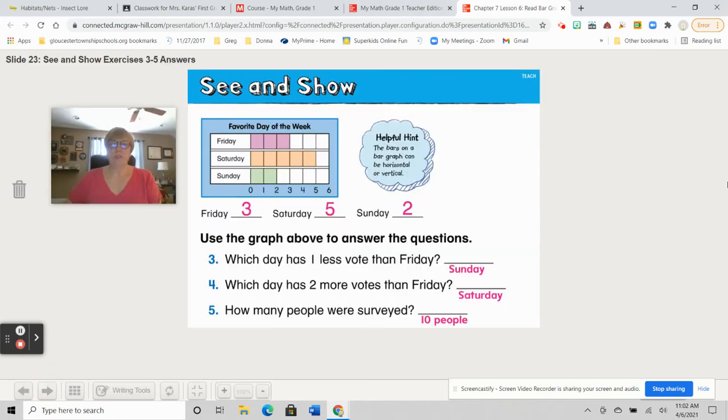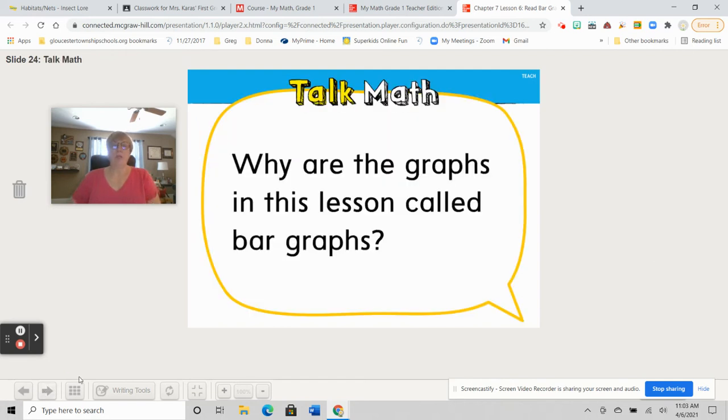Here are the answers. Which day has 1 less than Friday? Sunday. Which day has 2 more votes than Friday? Saturday. How many people were surveyed? 10. Okay, let's continue. Now we can go and discuss, why are the graphs in this lesson called bar graphs? What do you think? Tell your adult helper.